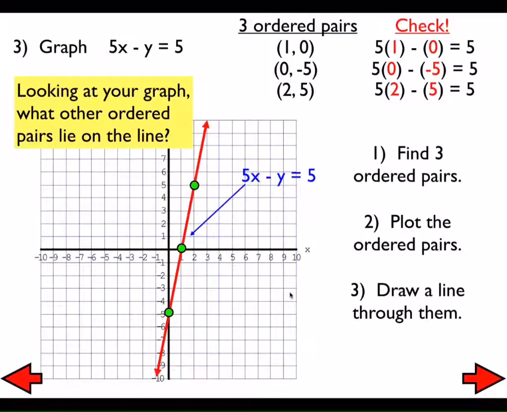What other ordered pairs lie on this line? Andrew. Say it again. 2, 5. 2, 5's already there. That one is a solution. What's another ordered pair? 3, 10 would be right here. Yeah, that would work. If I plugged in 3, that would be 15. 15 minus 10 would be 5. That works. What's another one?